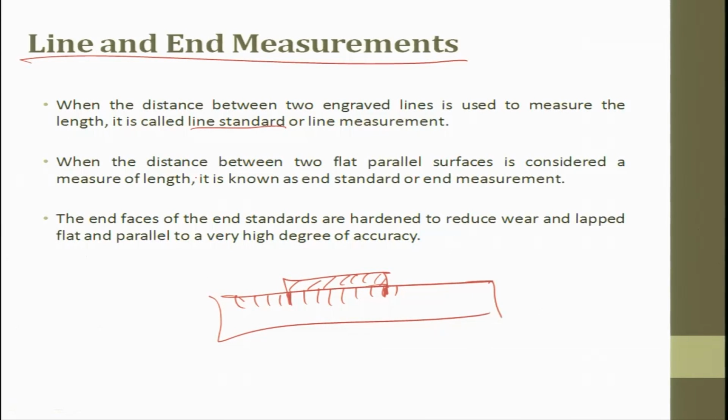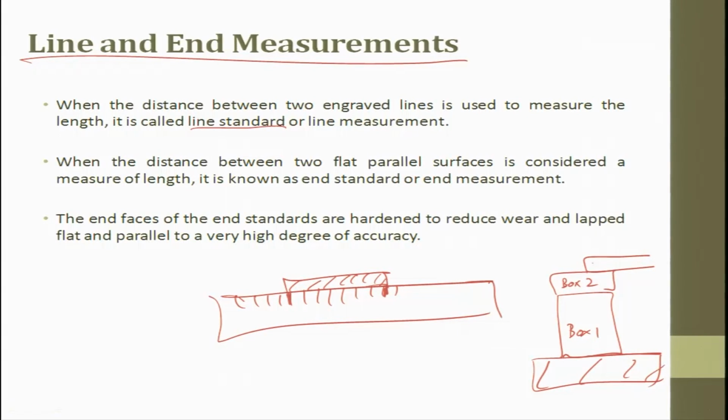When the distance between two flat surfaces is considered, for example, I have a box, I have another box, so I measure this surface. This is box 1, this is box 2, and this is a jaw, moving jaw or fixed jaw, whatever we say. So, when the distance between the two flat parallel surfaces is considered a measure of length, it is known as end standard or end measurement. Now slowly we have finished all the basics, and we are getting into linear measurement.